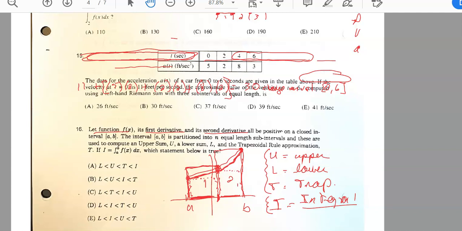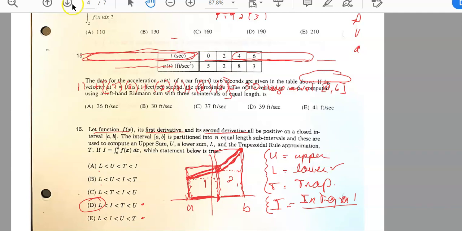So our lower sum, the smallest area value that you would have come up with, would have been the inscribed rectangle, which is our lower sum. That's why L is the first choice in all of them. The next smallest area would be the actual curve. That's the integral, so I. So it could be D or E. And then we just have to determine what's the next area. That would have been our trapezoids. And then the upper sum is the circumscribed, so it should be D.